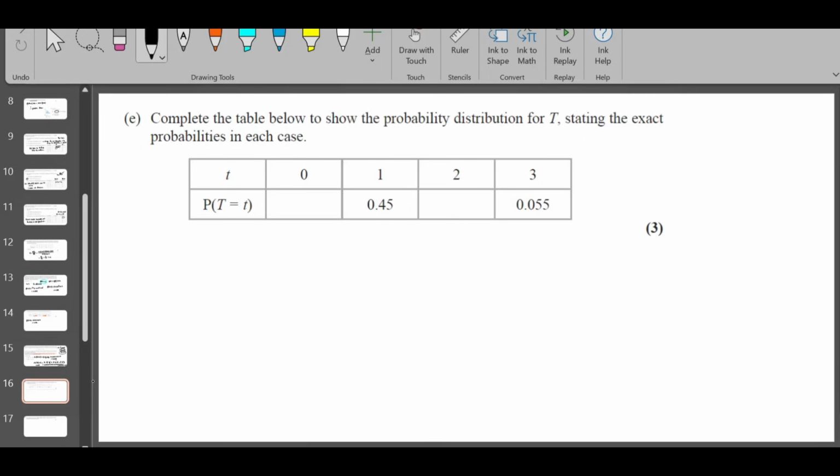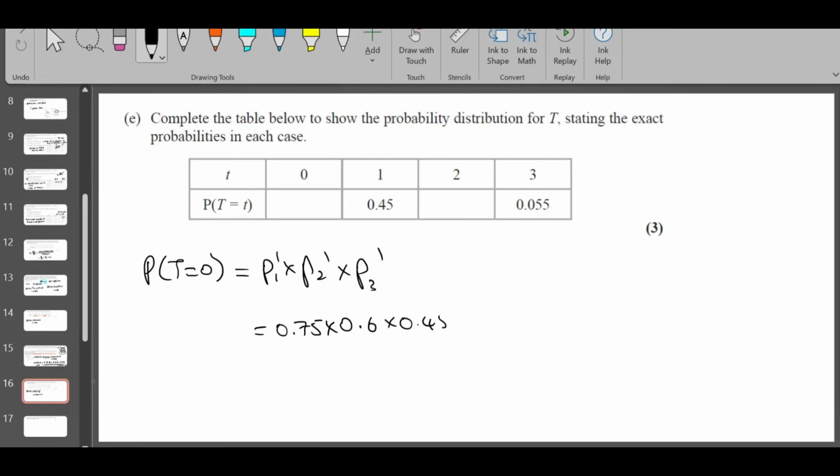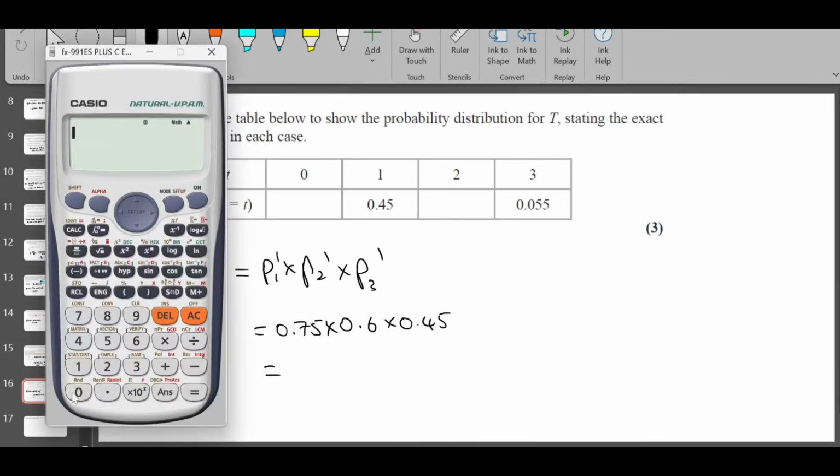They want us to complete the table. We just calculated 1 and 3. We need to calculate 0 or 2. We calculate one of them, and then the sum of the probabilities is 1, so add everything and subtract from 1. I'm going to calculate P of T is equal to 0. All 3 are failures. So P1 complement times P2 complement times P3 complement, which is 0.75 times 1 minus P2 and then 1 minus P3. 0.75 times 0.6 times 0.45.